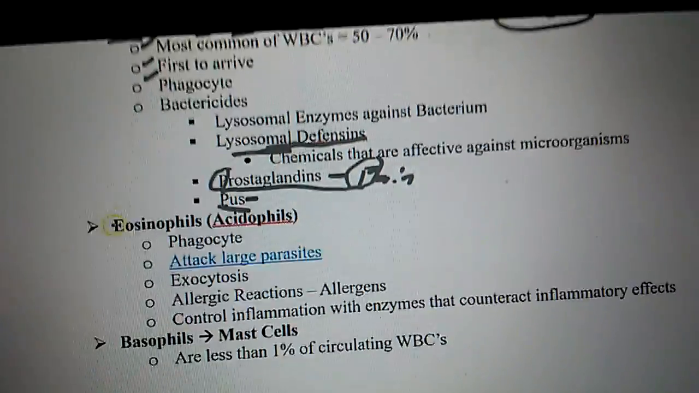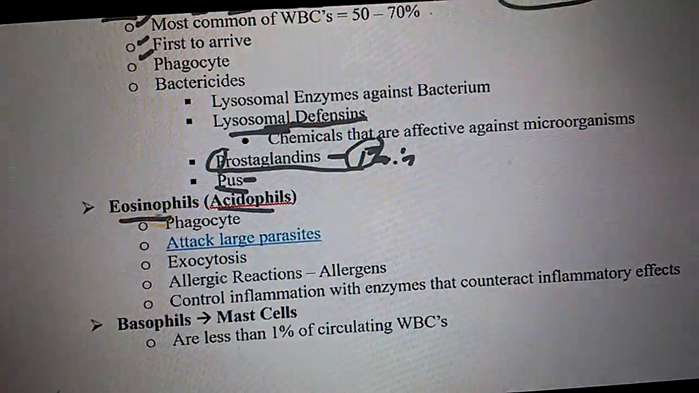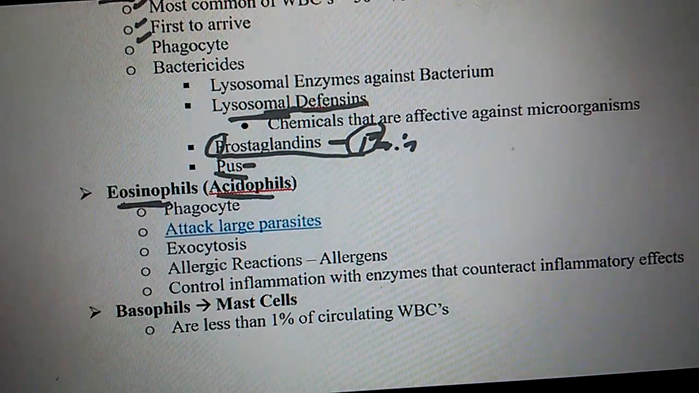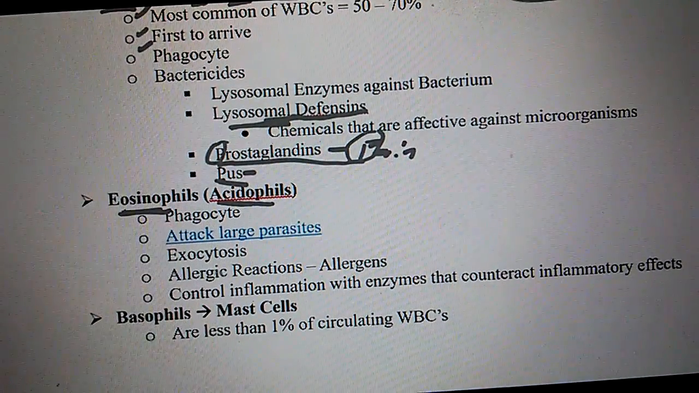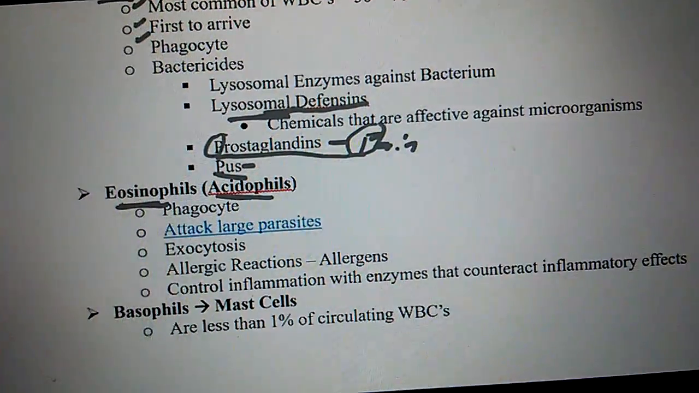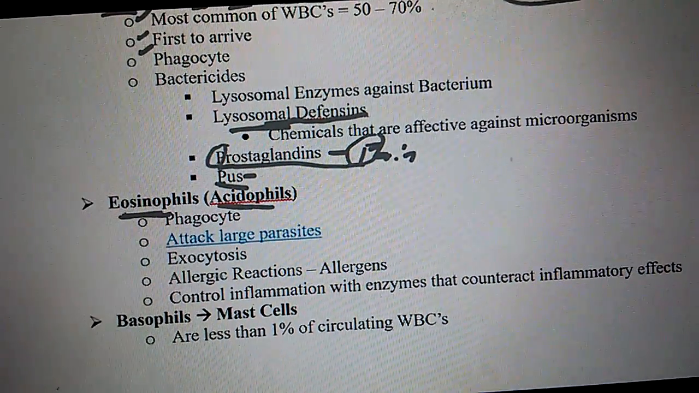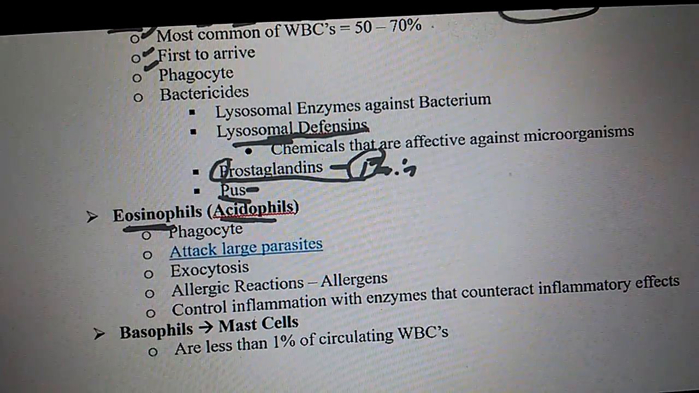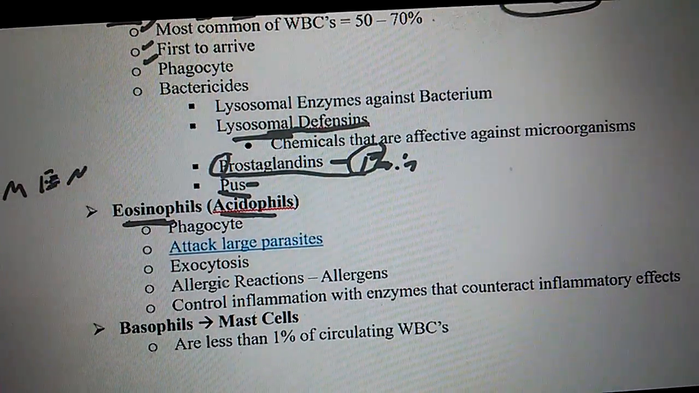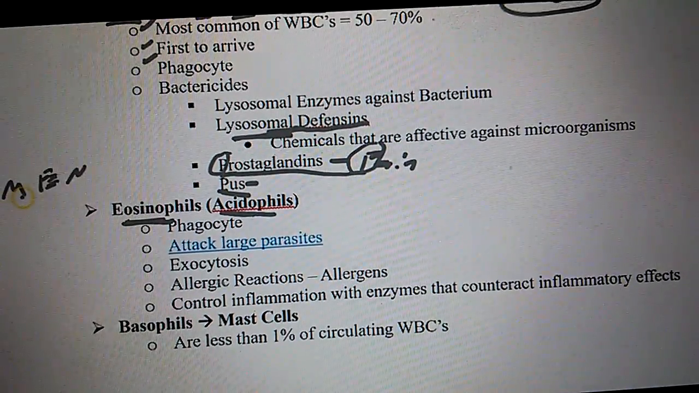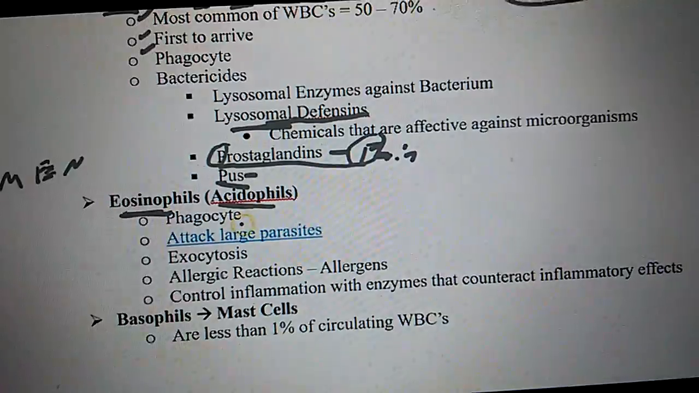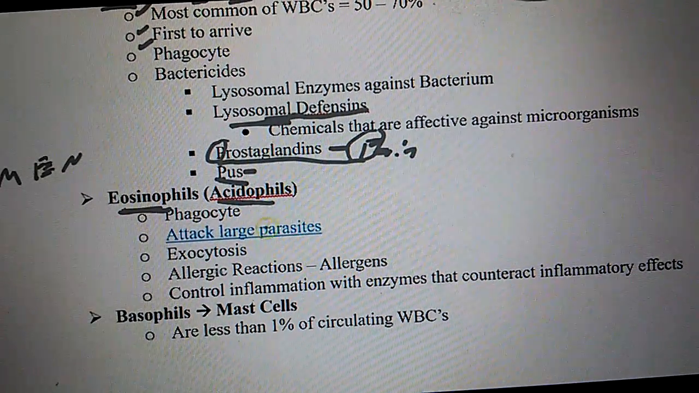What's another word for eosinophil? Acidophil. Is a monocyte a phagocyte? Yes. Is an eosinophil a phagocyte? Yes. Is a neutrophil a phagocyte? Yes. How do you remember phagocytes? Men. And which are the granulocytes? Ben.